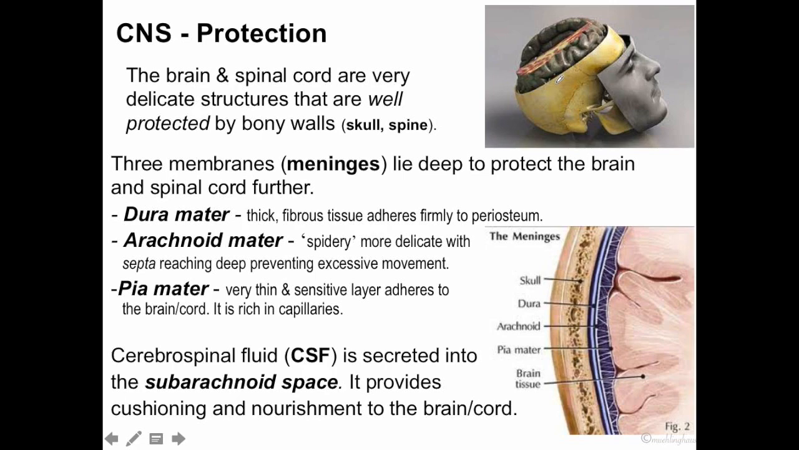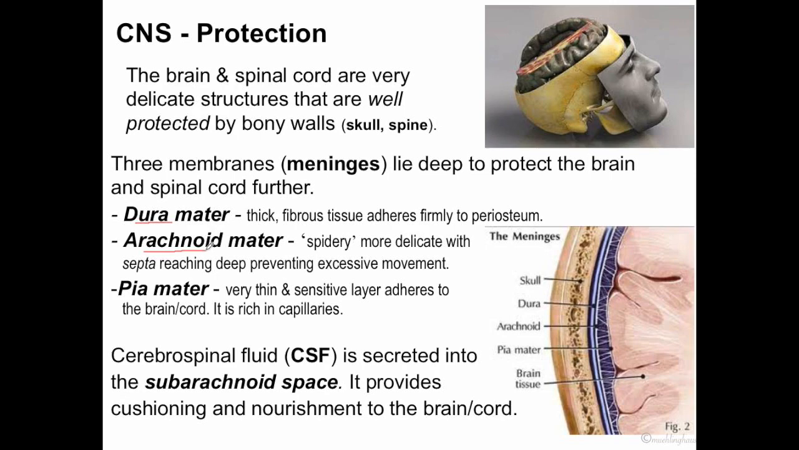The dura mater, see here, dura mater. Dura means thick, and it is a fibrous, thick membrane that adheres firmly to the inside of the bone, the periosteum, and that's kind of like a leather bag around the brain and the spinal cord.